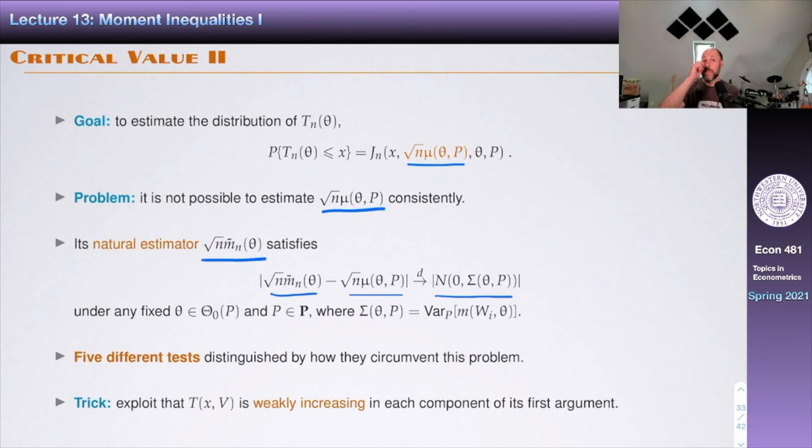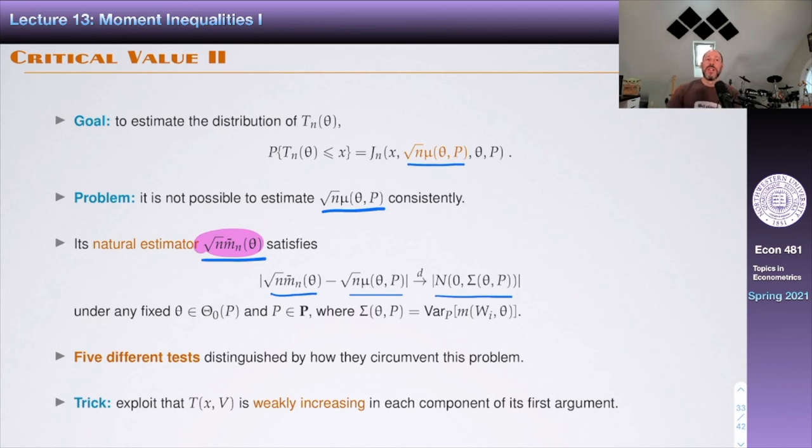Because you're not trying to estimate mu. You want to estimate square root n times mu. And that is the object that is difficult to estimate. Again, if I ask you and you don't think about it, how you estimate that, surely you're going to tell me this. And I'm telling you, that's a bad estimator because it's not consistent. It just has a lot of noise compared to a normal distribution.